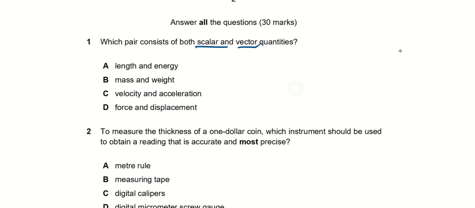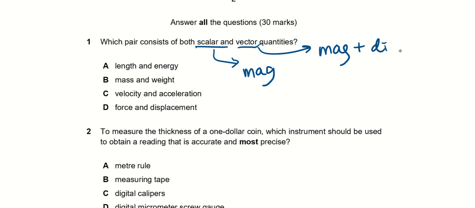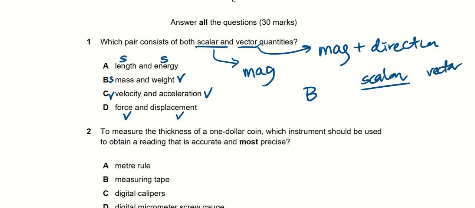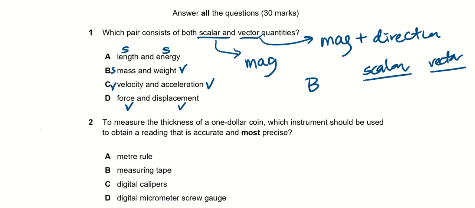So for scalar, it is actually with magnitude only. Vector, it is magnitude plus direction. Okay. So length is scalar, energy is also scalar, mass is scalar, weight is vector, velocity is vector, acceleration is vector, force is vector, and displacement is vector. So the correct answer will be B. That means you have to actually make a list of scalar quantities and vector quantities. Okay, so just to memorize to handle this kind of question.